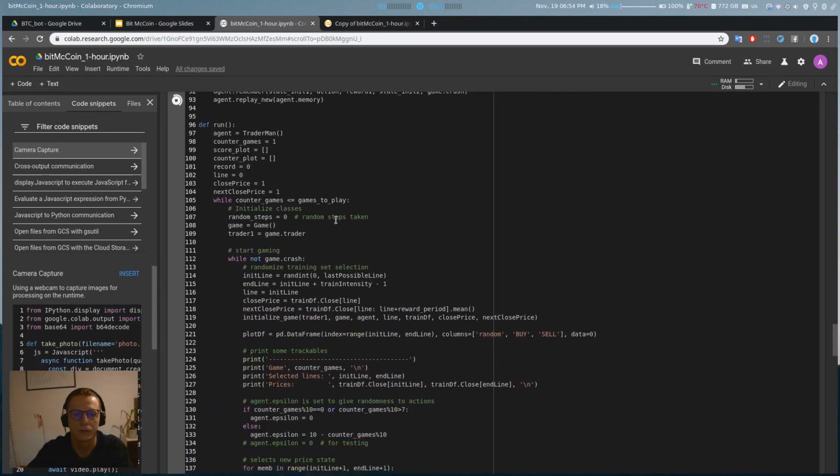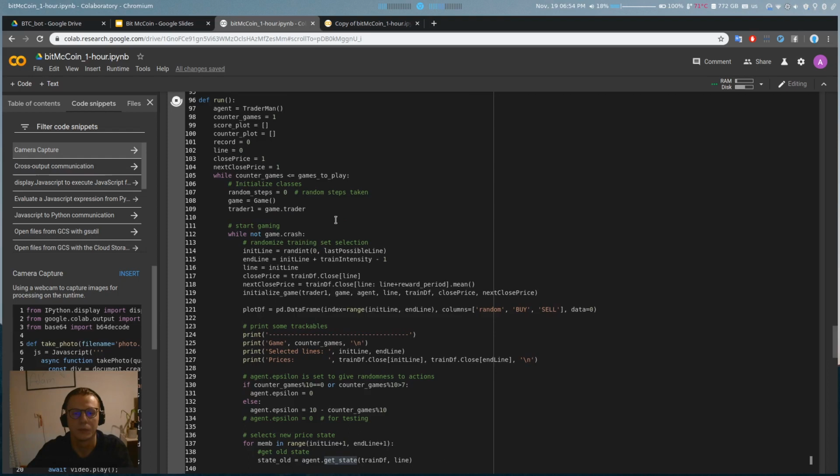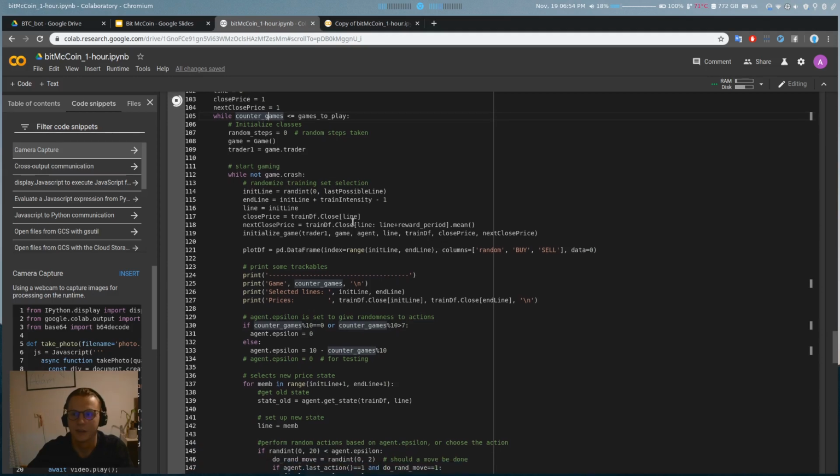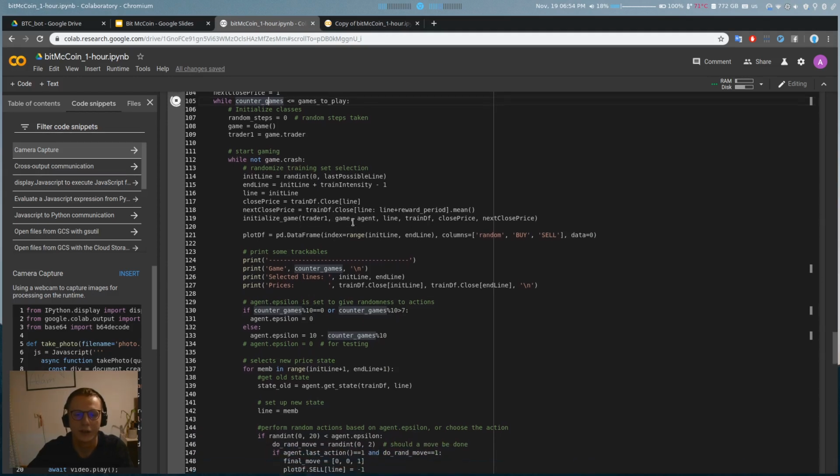So run. Yeah, the main part of this notebook. We just set up some variables that we need. So we create an agent, set the counter of the games, the scores for the plot, and just initiate the game. This is just a while to see how many games we're playing for now, and end it at the game that we prefer to end it.